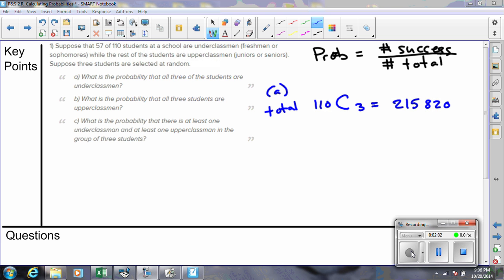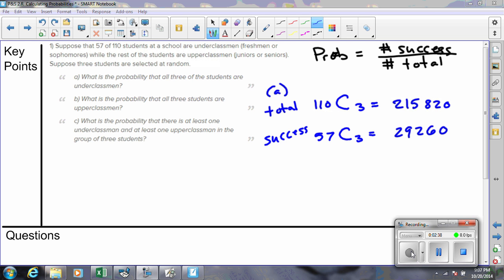We also need to determine the total number of successes that we would have. Now, a success is getting all 3 underclassmen. Well, there are 57 underclassmen to choose from, and we need to pick 3 of them. So how many ways are there to pick the 3 underclassmen? Well, once again, we'll crunch the numbers in our formula, and we would get 29,260. This, remember, was our number of successes.